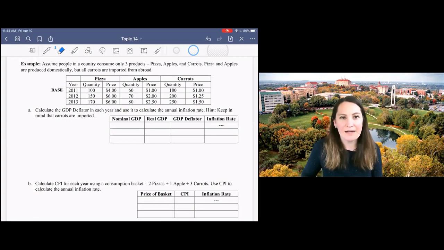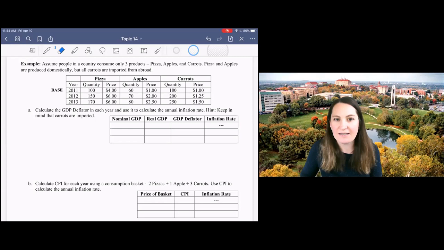In this video, we're going to calculate the inflation rate using the GDP deflator method. In this example, we have a country that produces 3 products: pizza, apples, and carrots. Notice that pizza and apples are produced domestically, but carrots are imported.